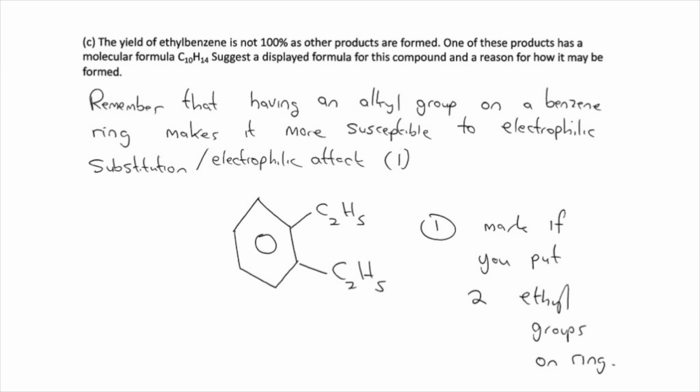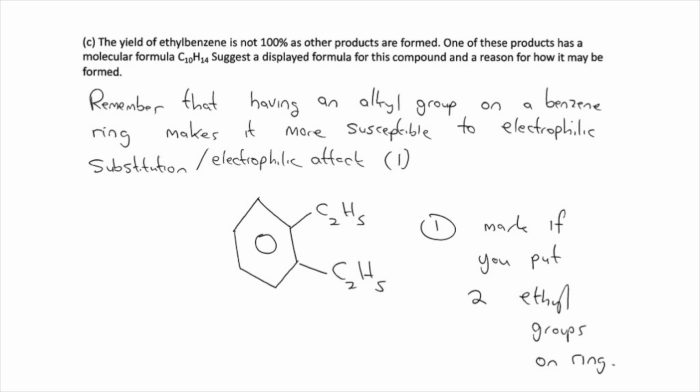Now, when we discussed the problems with this type of Friedel-Crafts reaction, we discovered that when you put an alkyl group on a benzene ring, you make it more attractive towards electrophiles. Now, this is because alkyl groups push electrons onto benzene rings. And when you have this situation with an alkyl group pushing electrons onto benzene ring, it makes the benzene ring more attractive towards electrophiles, electron pair acceptors, because the ring is more negatively charged. So if you got the idea across that having an alkyl group on a benzene ring makes it more susceptible to electrophilic substitution, more susceptible to electrophilic attack, there's 1 mark.